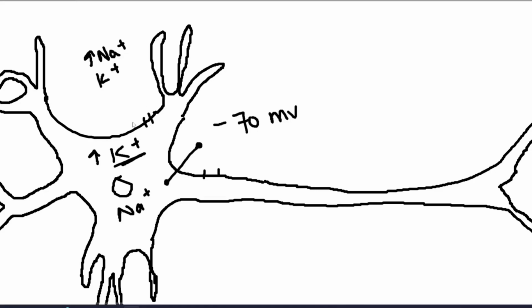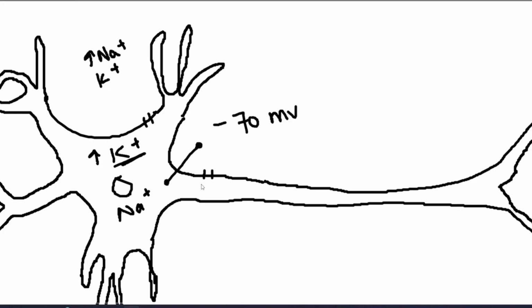So this potassium is always rushing out, and the neuron has these channels that are always permeable to potassium, but they're not really permeable to sodium. So sodium doesn't randomly just come inside. It's only potassium that keeps wanting to leave the neuron. So because of that, we have a negative membrane potential, because obviously we have an outflux of a positive ion. So we're going to have a negative resting membrane potential.